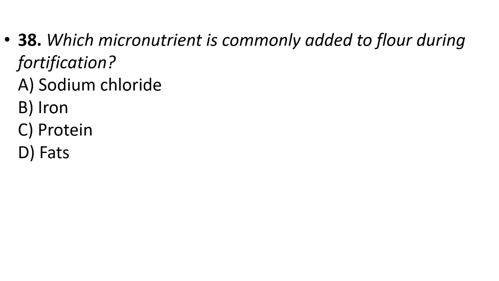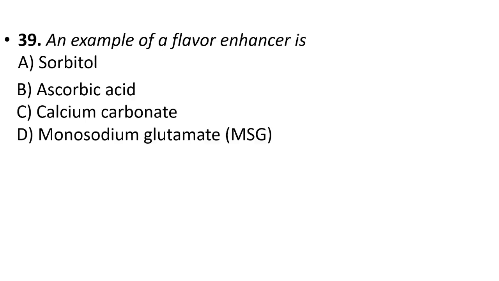38. Which micronutrient is commonly added to flour during fortification? A. Sodium chloride, B. iron, C. protein, D. fats. Your answer is option B. Iron. 39. An example of a flavor enhancer is: A. sorbitol, B. ascorbic acid, C. calcium carbonate, D. MSG. Your answer is option D.